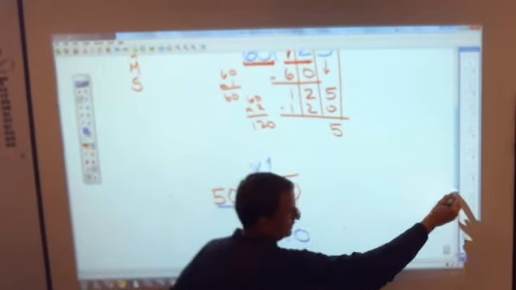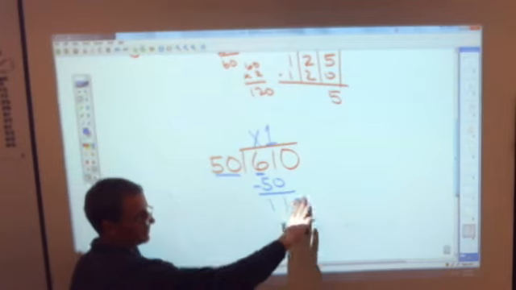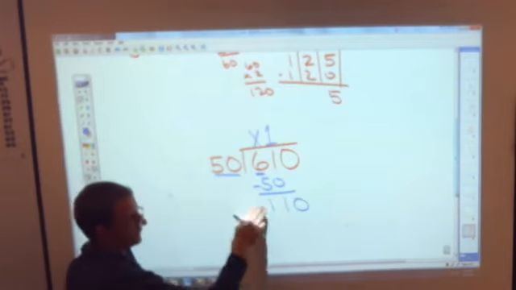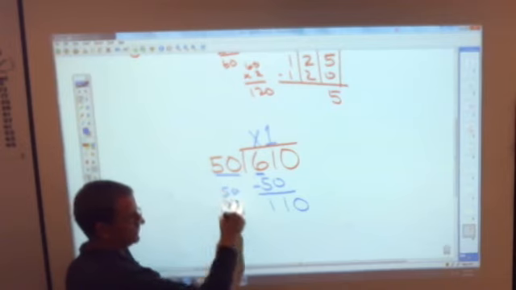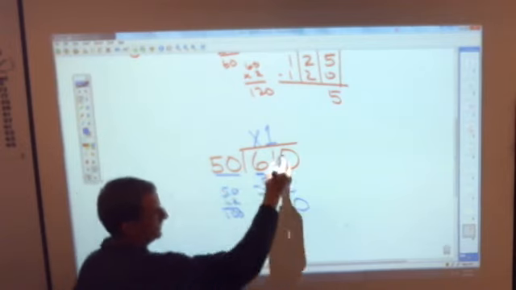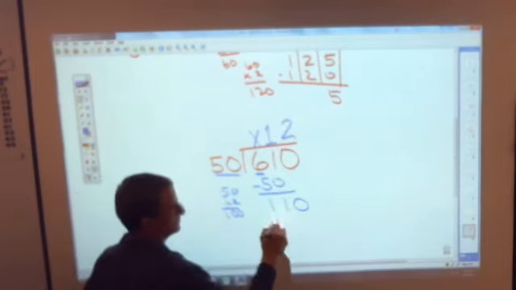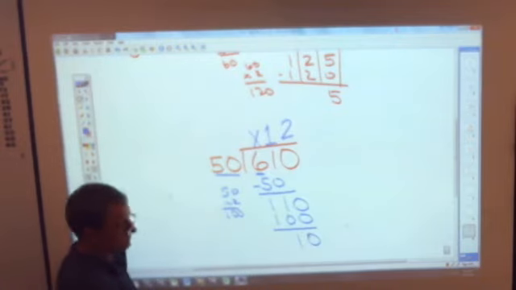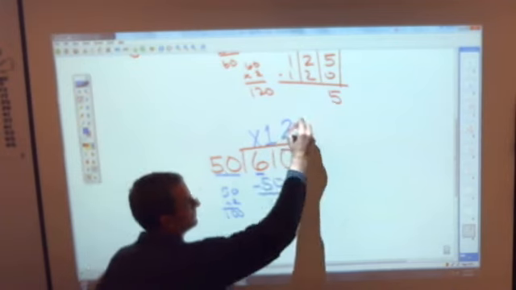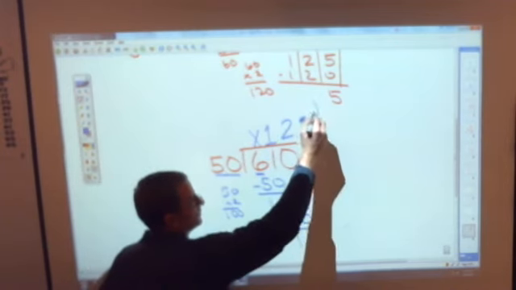So here's where things get a little goofy. Again, think about covering up that last digit. How many times will 5 go into 11? Probably 2 times. So 50 times 2 is 100. That sounds like it's right. Can I have 10 as my remainder? Yes, because it's less than 50.